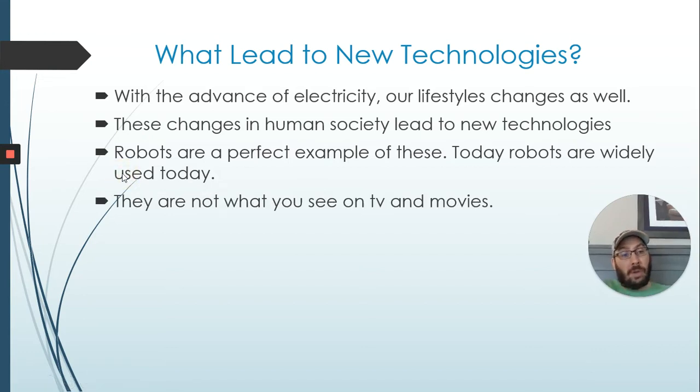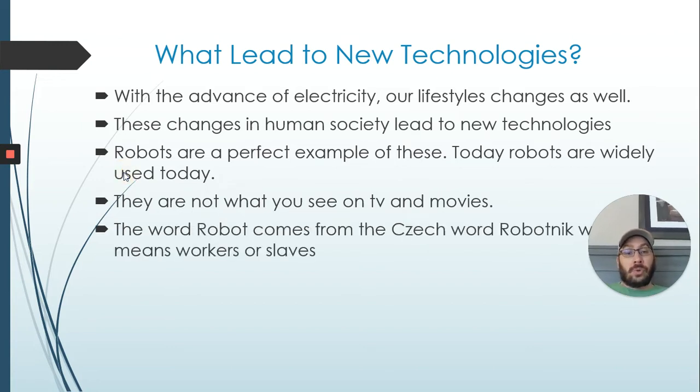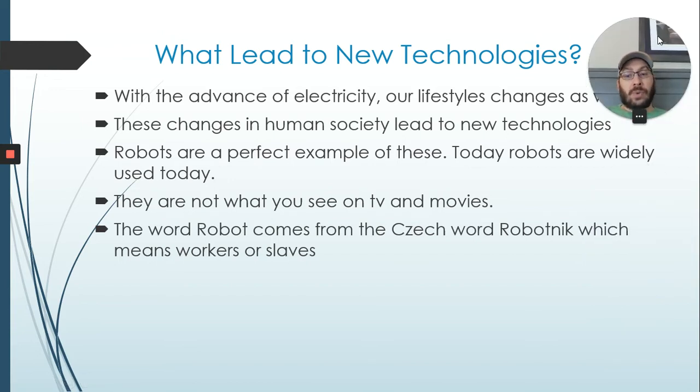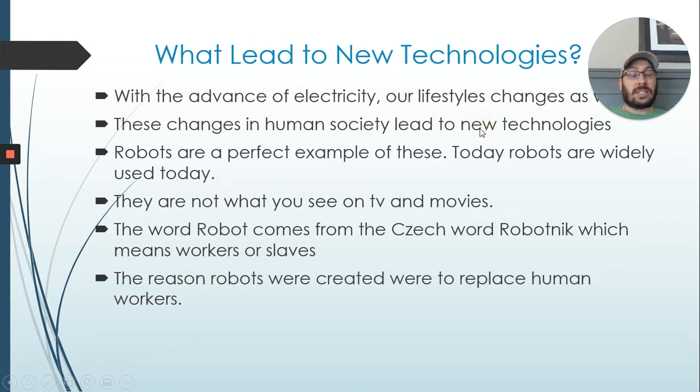They're not like these big bulky things that look like humans walking around. There are some robots that look like that, don't get me wrong, but typically the robots that are in use today, they're not like that. The word robot actually comes from a Czech word, robotnik, which actually means workers or slaves. And the reason robots were actually designed or created was to replace human workers.